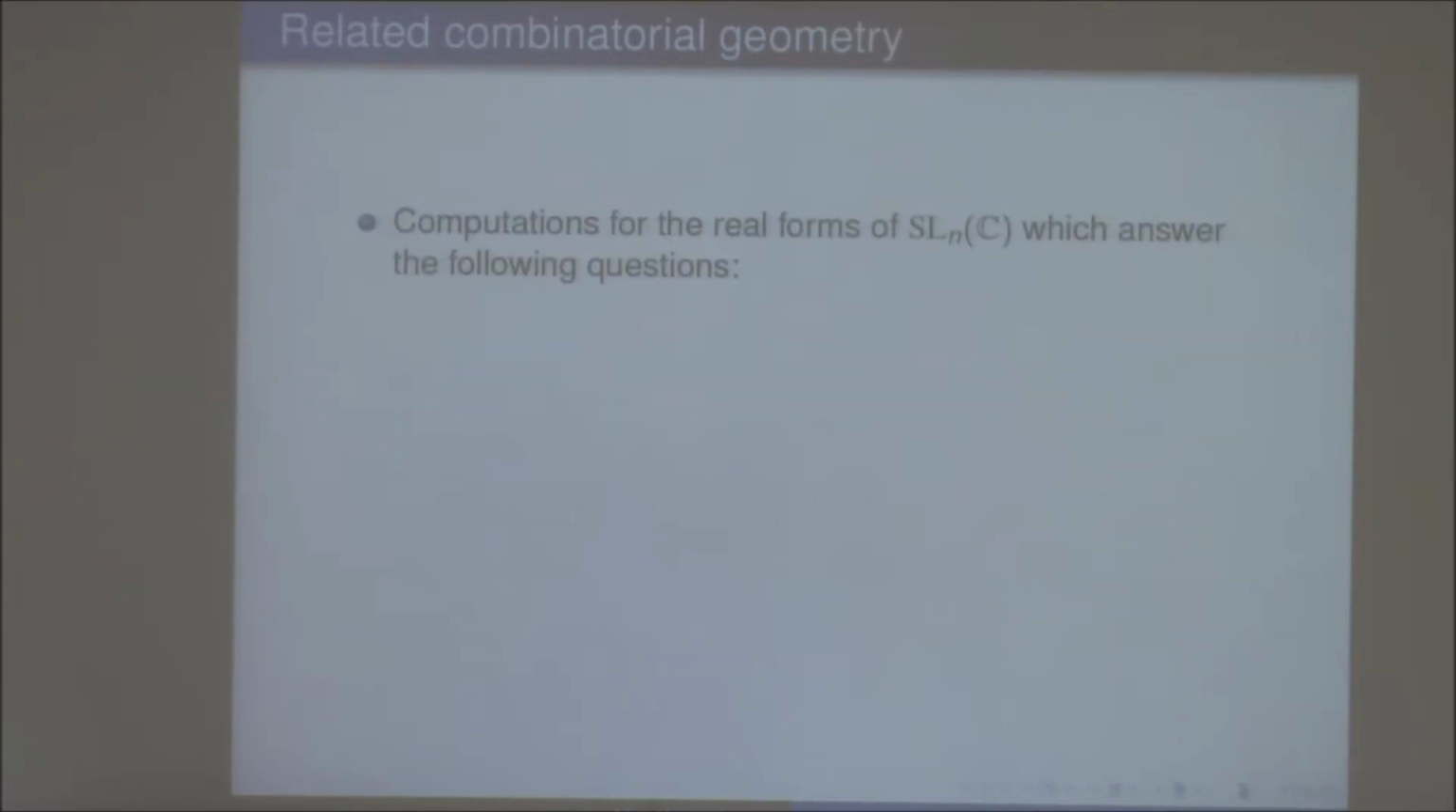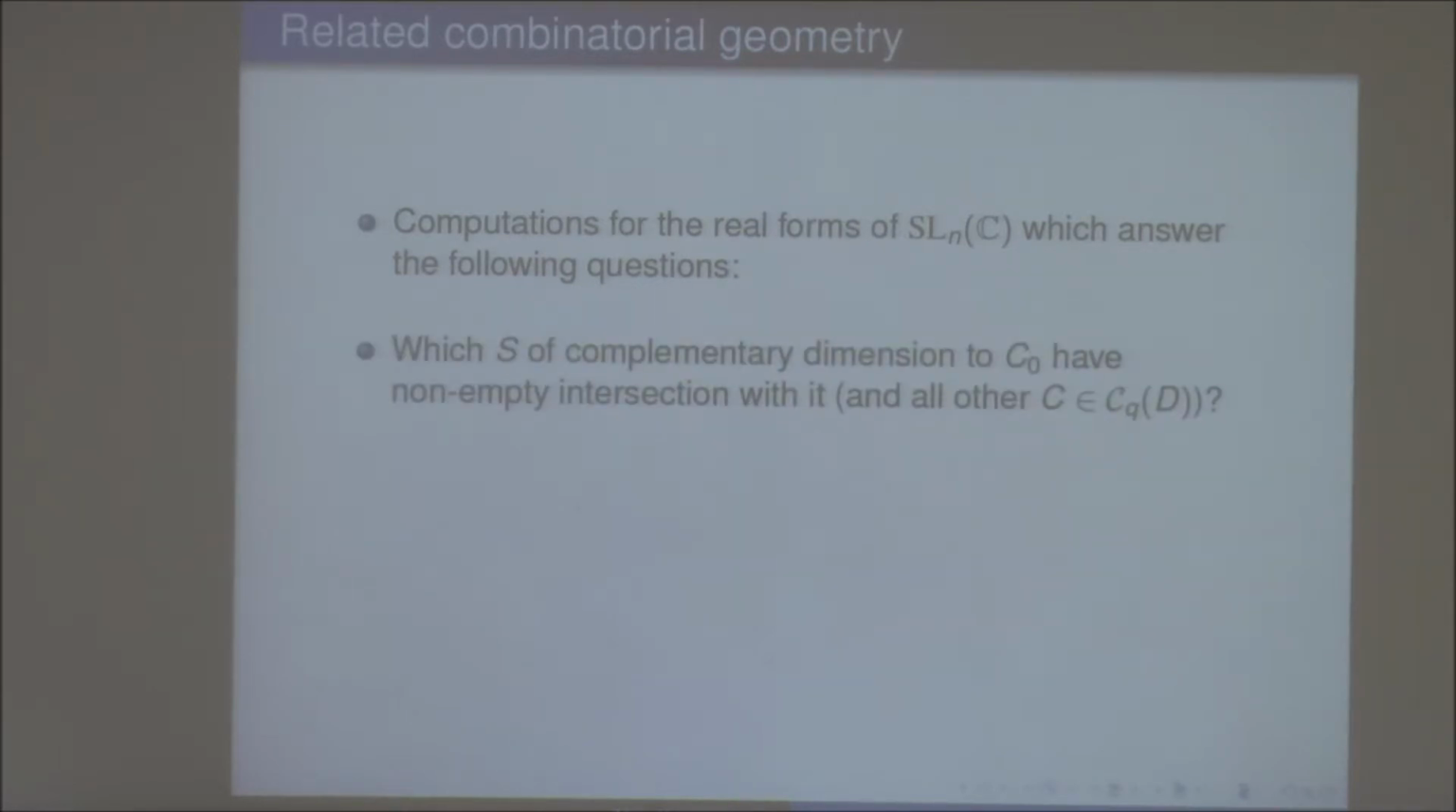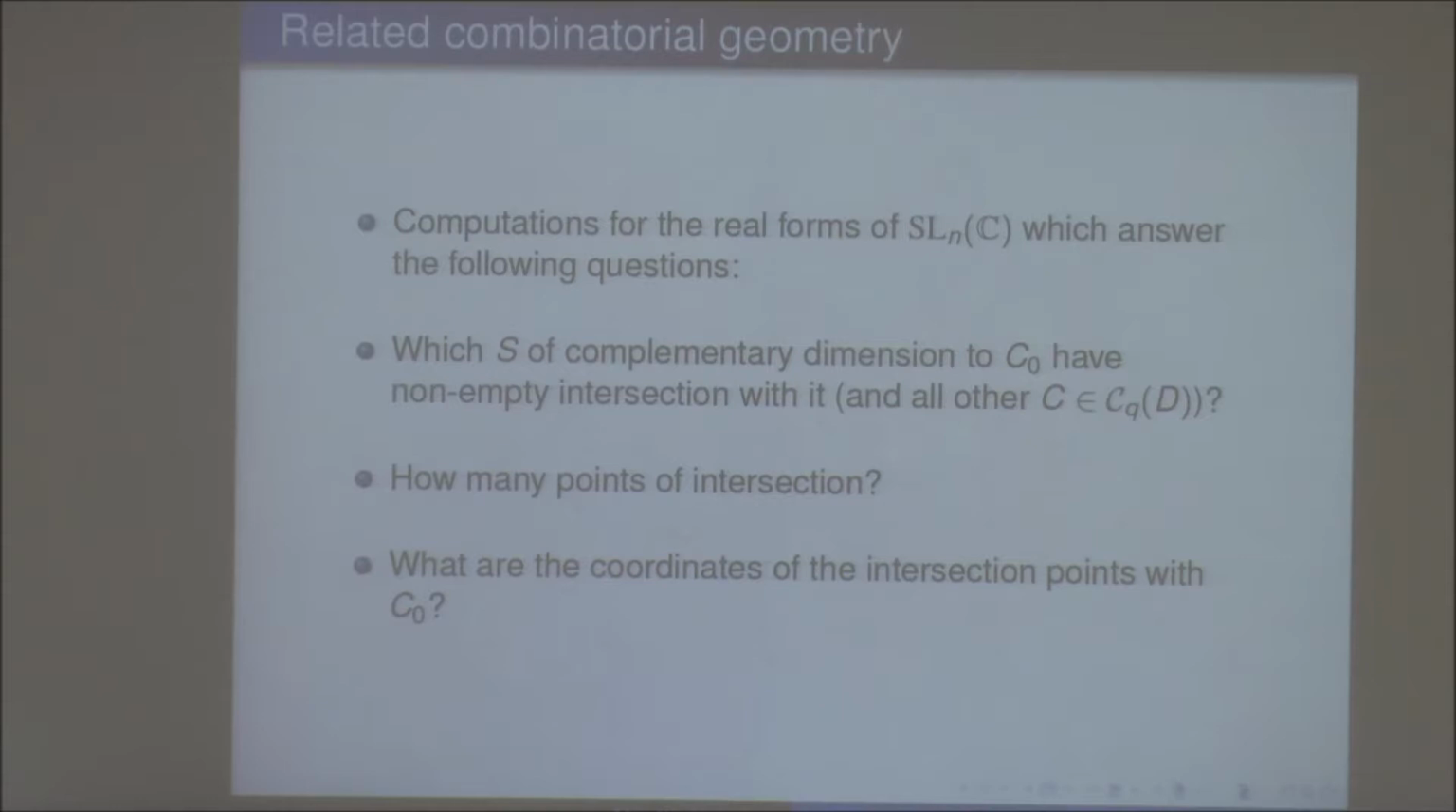And so I just wanted to mention what Anna did, and if you're interested in the details, her methods, in my opinion, are general, but it's very hard work, so it's only been done for the real forms of SL(n,C). She answers the following questions: which Schubert cycles of complementary dimension have non-zero intersection, how many points of intersection, and what are the coordinates of these intersection points. And interestingly enough, you know the 3 real forms.